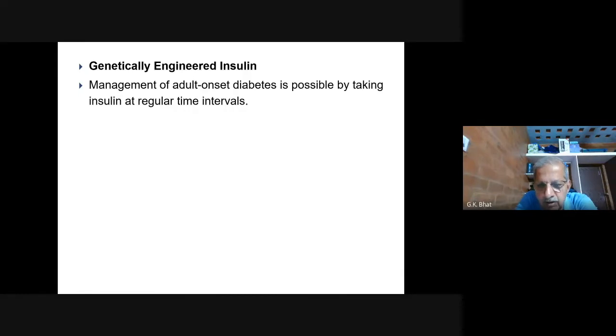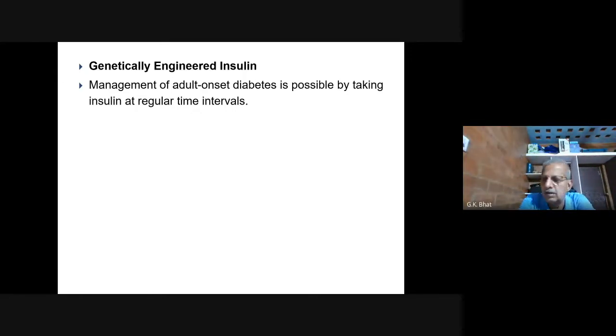What is that? Juvenile diabetes. Type 1 diabetes. What is type 1 diabetes? In type 1 diabetes, insulin is never produced. Absolutely no production of insulin.